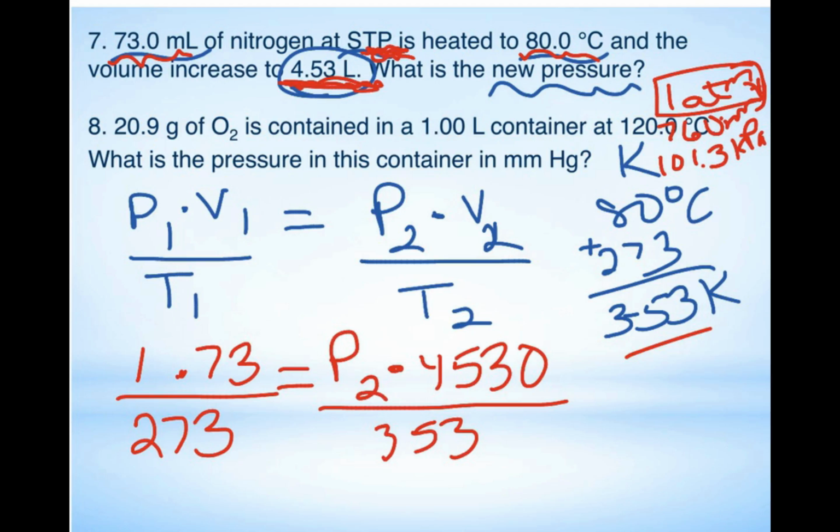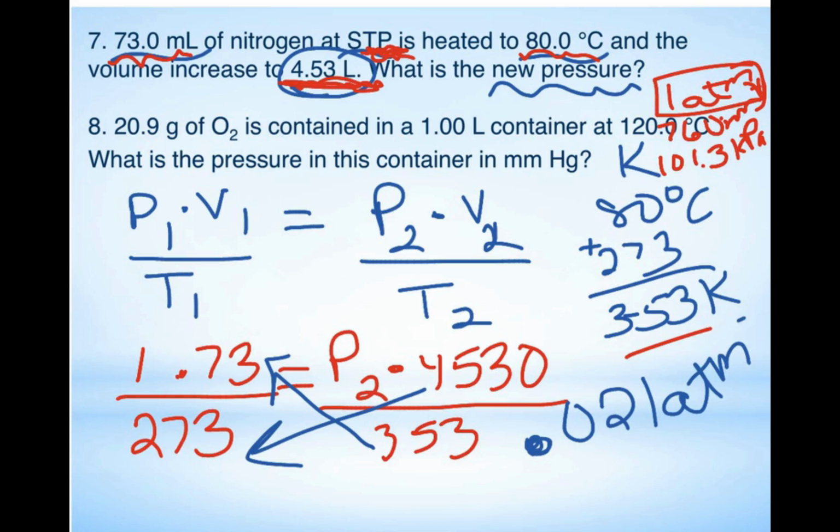Now all we have to do is cross multiply. That goes there, this comes down there, and then we calculate. And we arrive at a new pressure of 0.021 atmospheres.